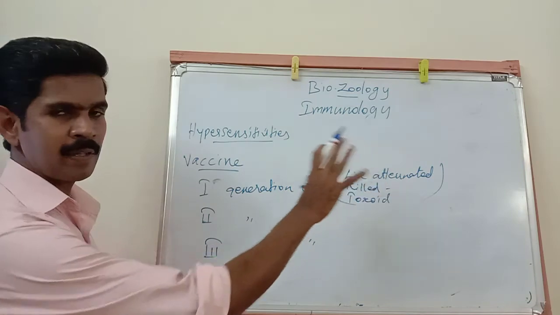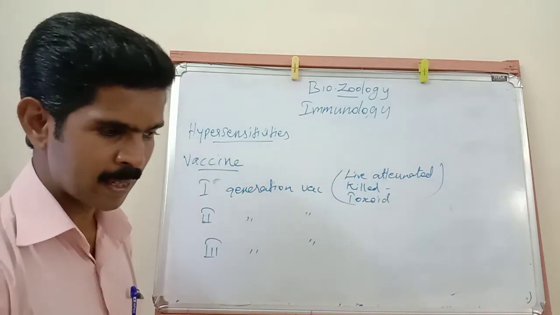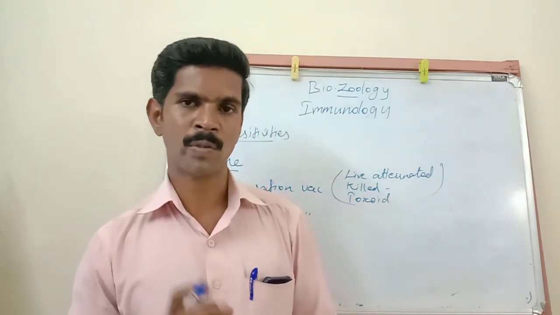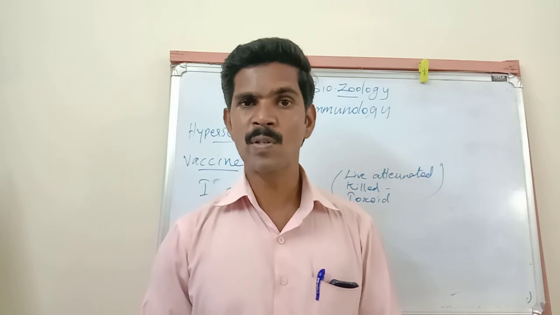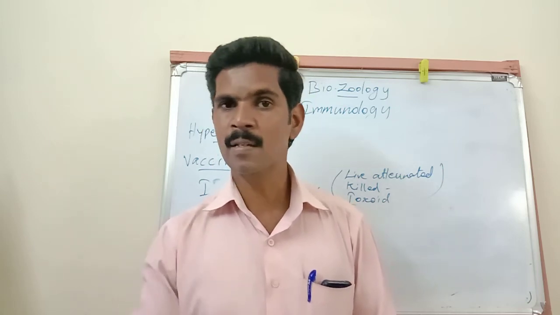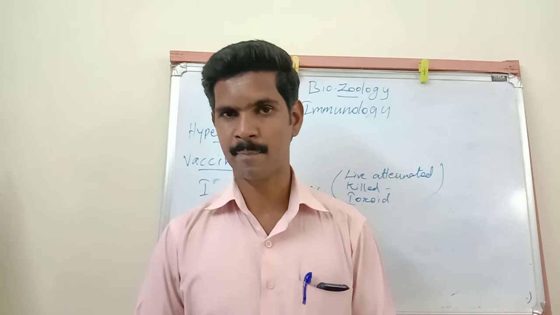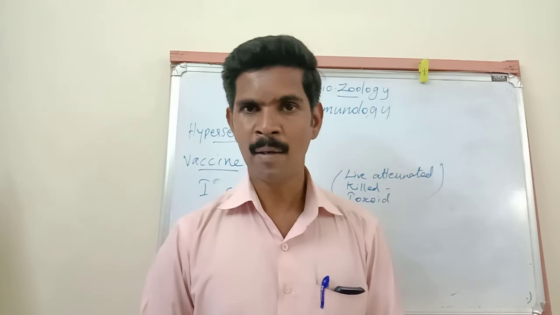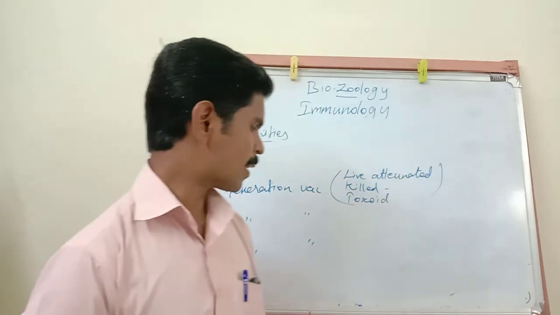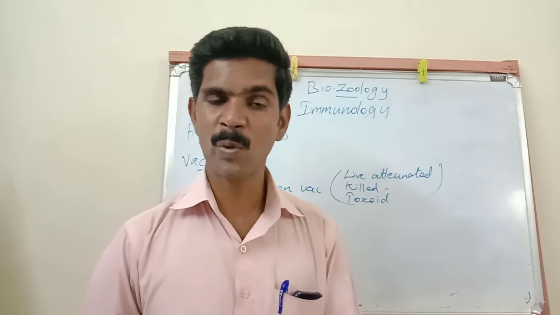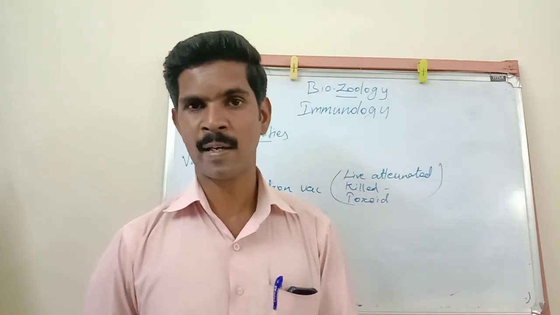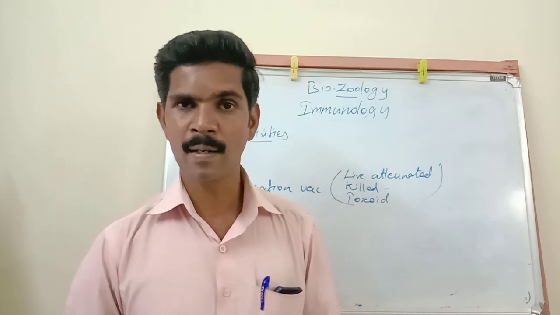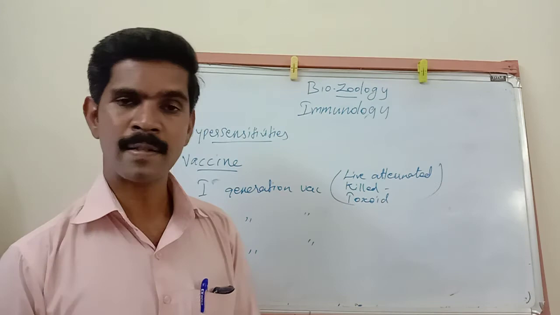Then the second one is second generation vaccine. So first generation vaccine we completed now. Second generation vaccines contain pure surface antigen of the pathogen or microorganism. Example for the second generation vaccine is hepatitis B vaccine. The third generation vaccine means it's the very purest vaccine and it's a high potency, high capacity vaccine. Understand? The purest high capacity vaccine is called third generation vaccine.